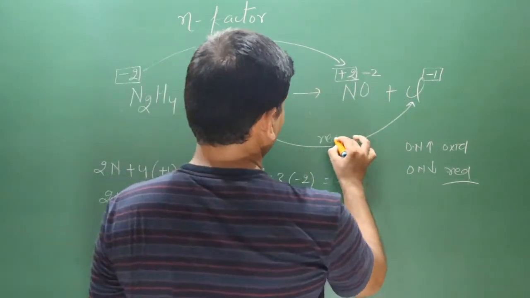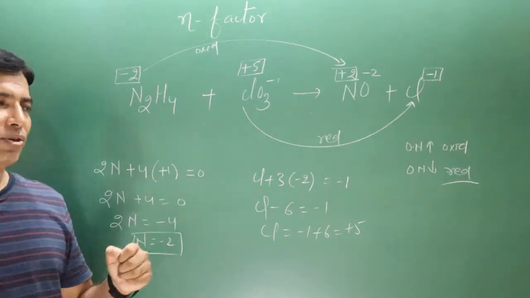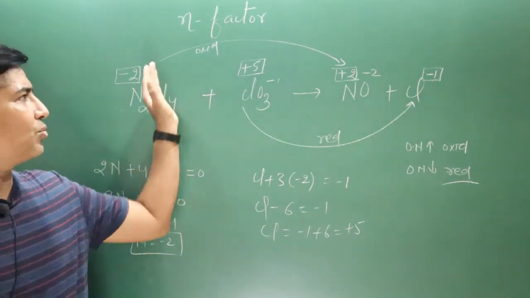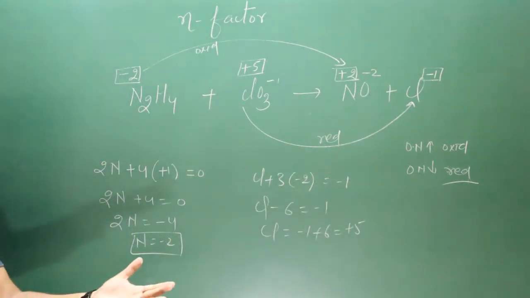Then we have reduction reaction. So you can see it is an example of intermolecular redox reaction, because one reactant undergoes what? Oxidation, another reactant undergoes reduction reaction. Very simple concept is there.